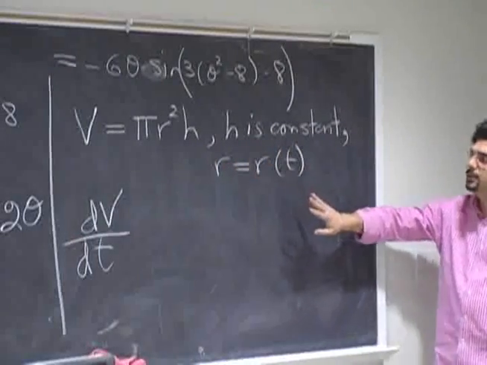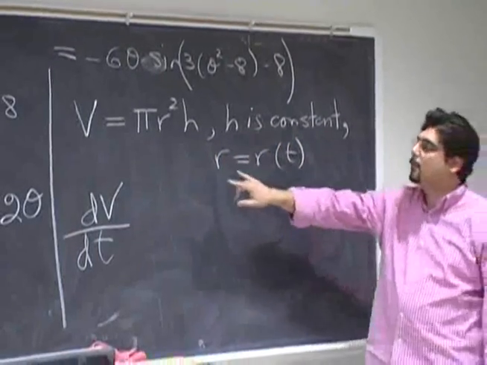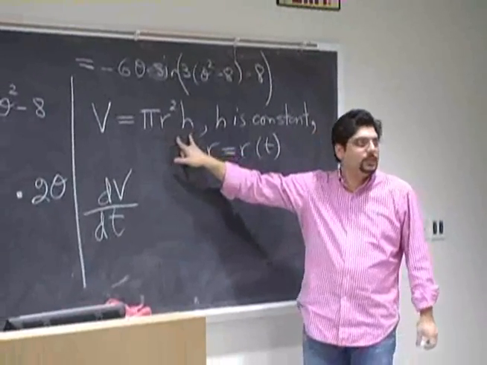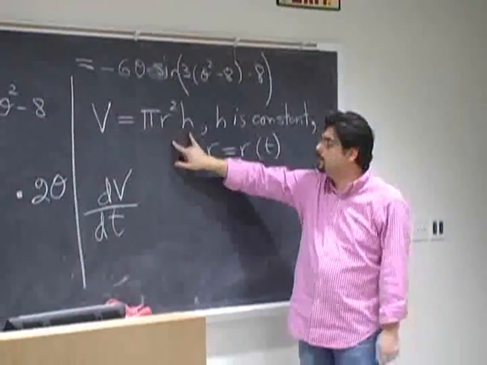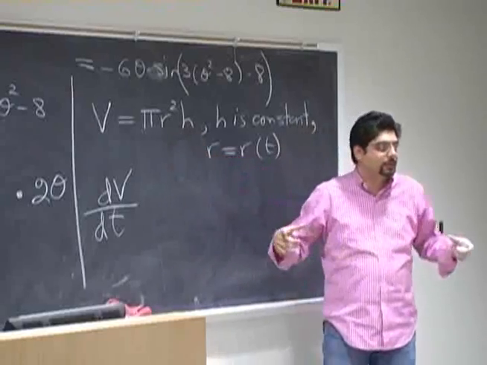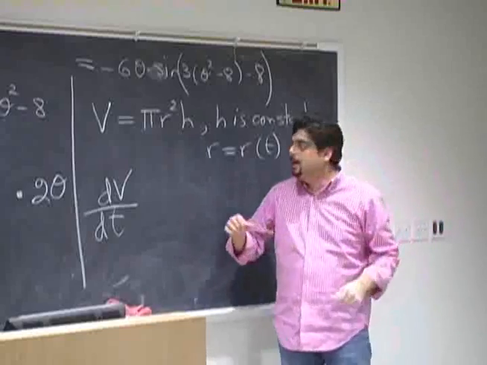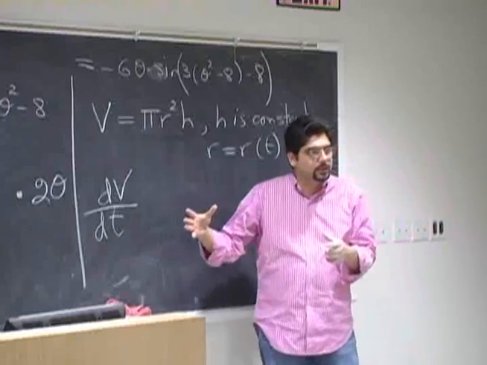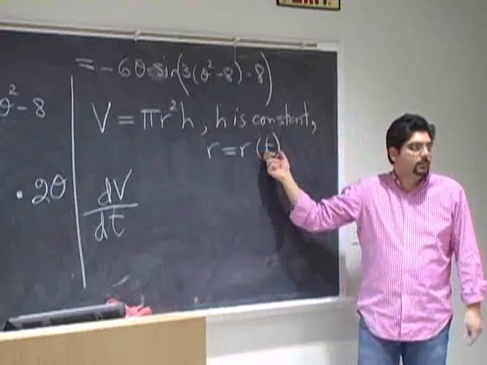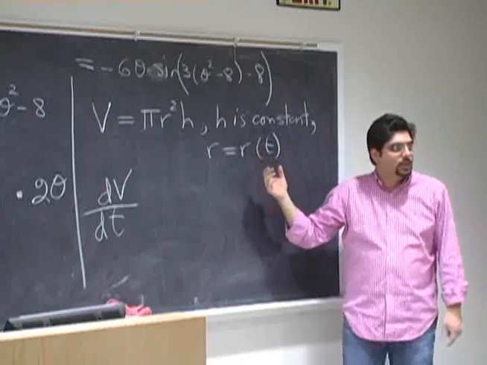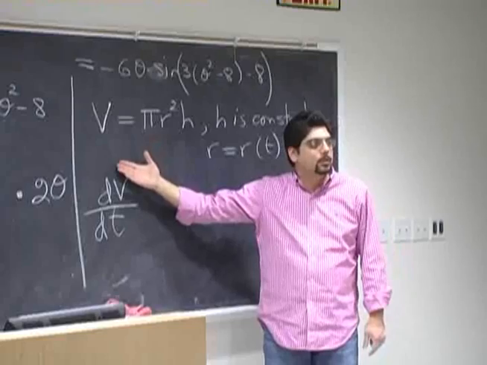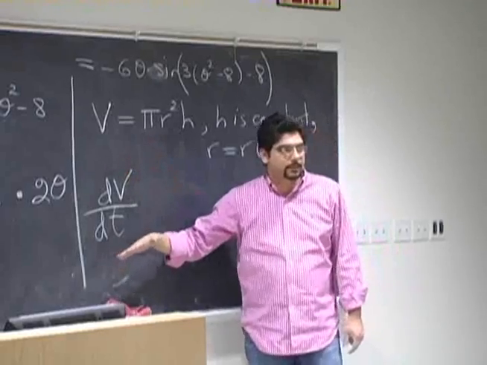Before we calculate this, let's see what's happening here. This models the volume of a circular cylinder with a constant height, but where the radius is variable. And of course, when the radius changes, the volume changes. But the radius is changing with time. We don't know how, but it's changing with time. And so if I want a rate of change of volume, I need to know how it's changing with time.